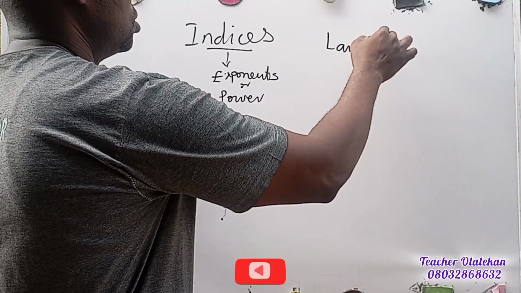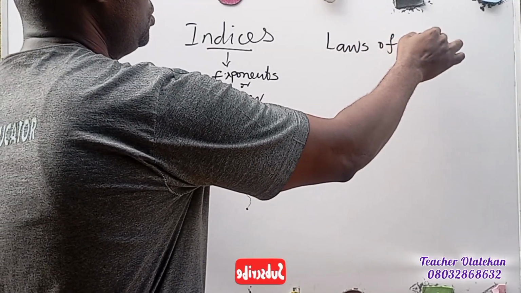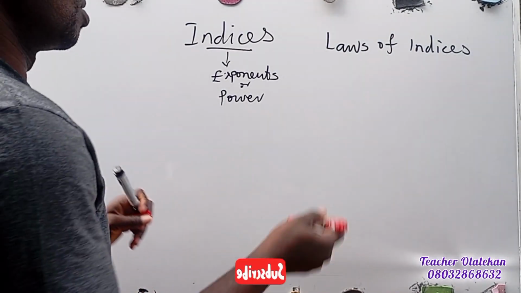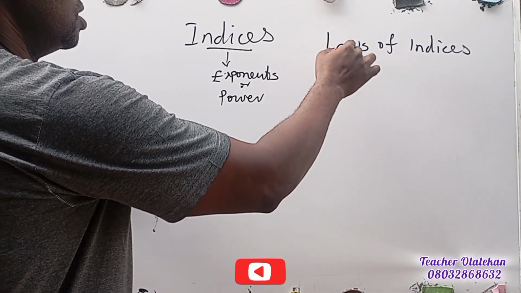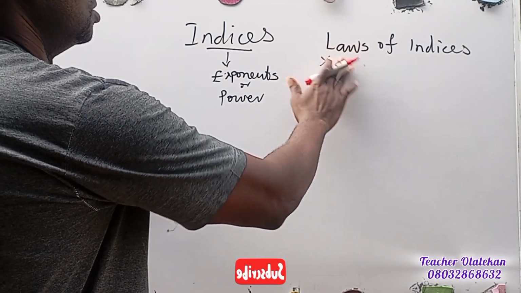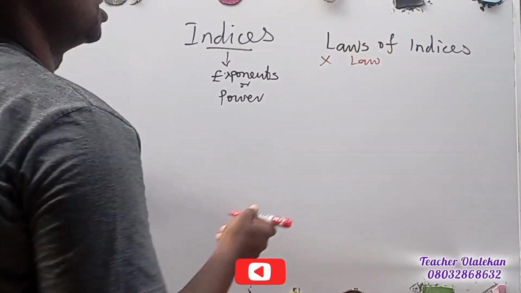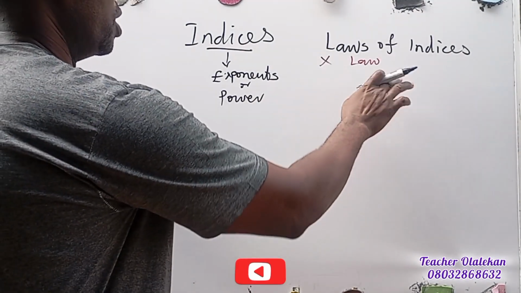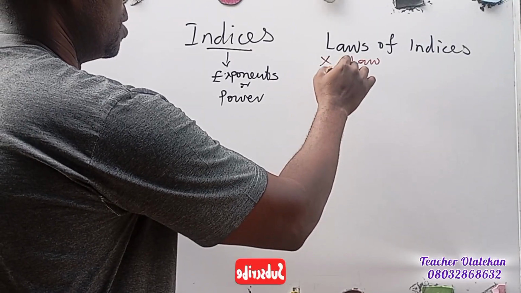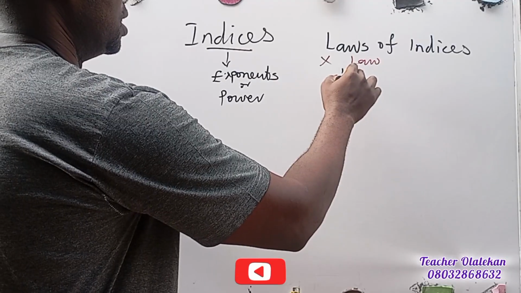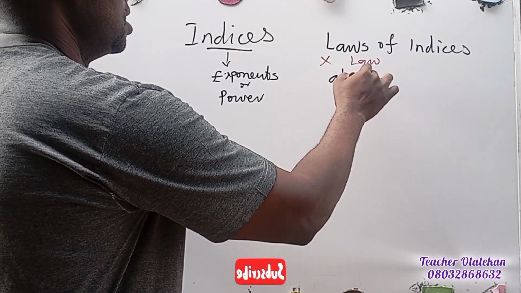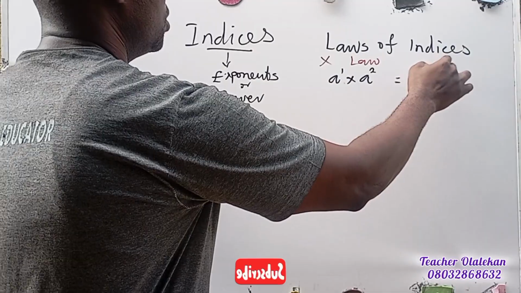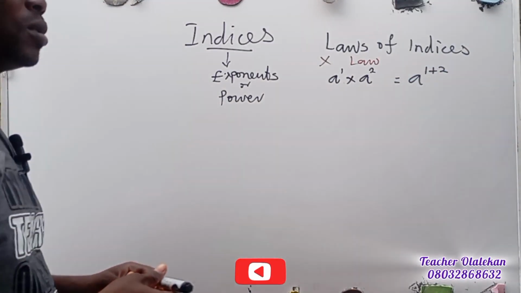What are the laws of indices? So the first one is what you can call the multiplication law. The multiplication law simply says that when you multiply, you add the exponent. For example, we have a raised to power 1 multiplied by a raised to power 2. So that simply becomes a raised to power 1 plus 2. So that is the multiplication law.